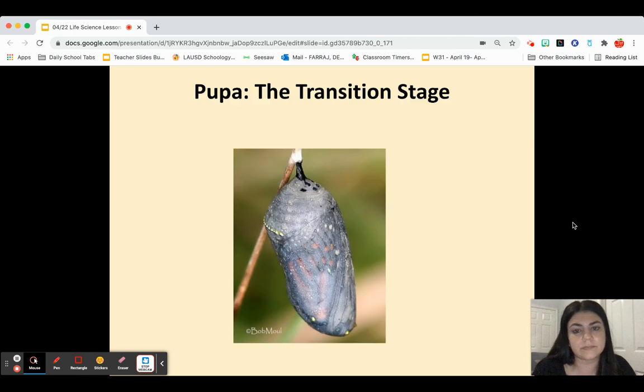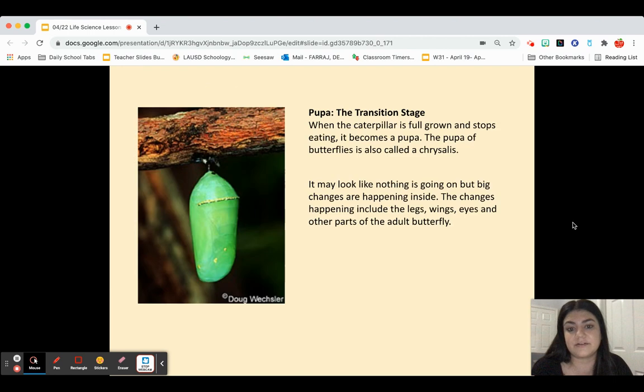That's amazing. Third stage, we have the pupa or the transition stage. This stage is when it's getting ready to transform into the last and final phase. When the caterpillar is full grown and stops eating, it has gained all its nutrients, it becomes a pupa. The pupa of butterflies is also called a chrysalis. It may look like nothing is going on inside, but big changes are happening. These changes include the legs, the wings, the eyes, and other parts of the adult butterfly.